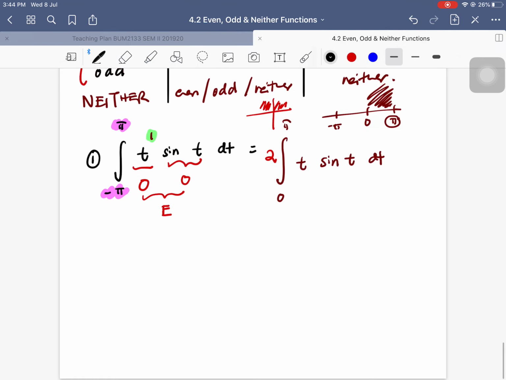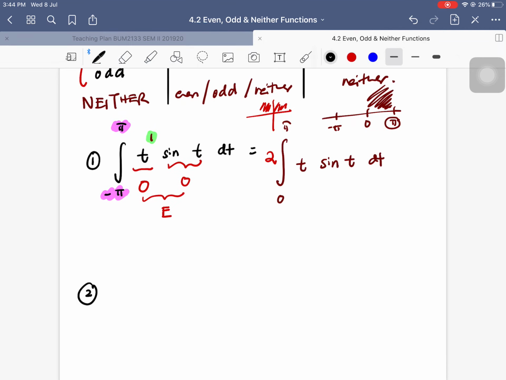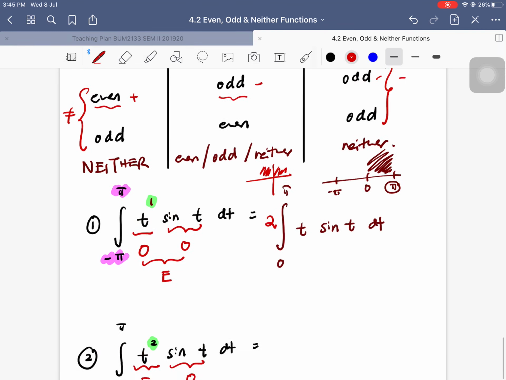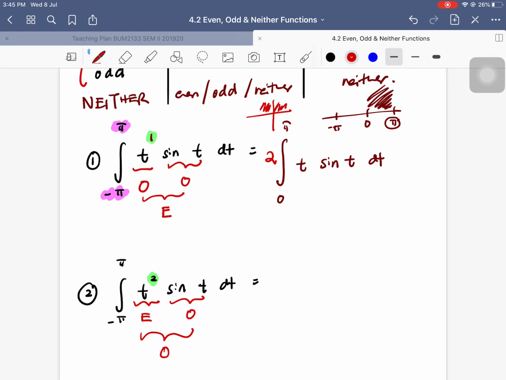Okay, let me show you another example. So let's say now I have the integral from negative pi to pi of the function t squared sine of t dt. I simply changed that slightly so you can see the difference. So t squared over here is going to be an even function because 2 is an even number. Sine is going to be the same as before, so sine is still going to be odd. And according to the property that I've written up here, when you have even multiplied by odd, the product is going to be odd. So the whole thing over here is going to be odd.